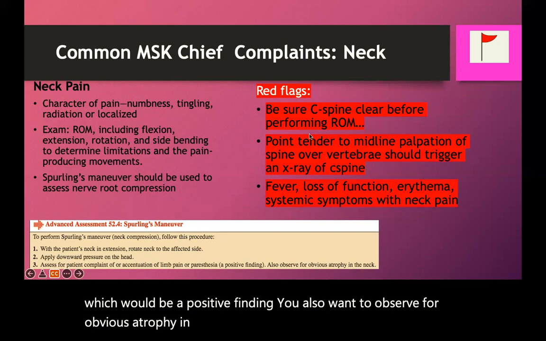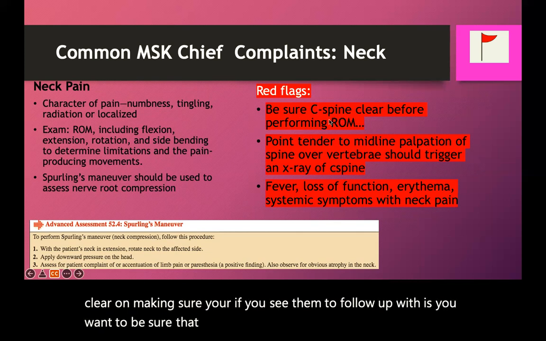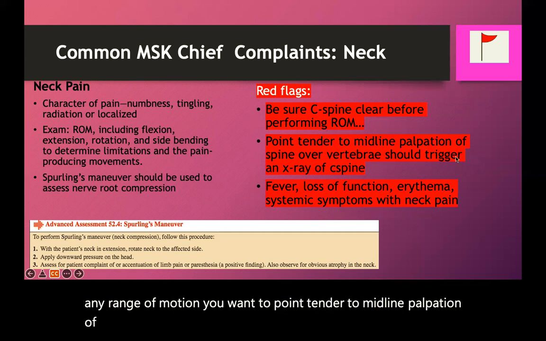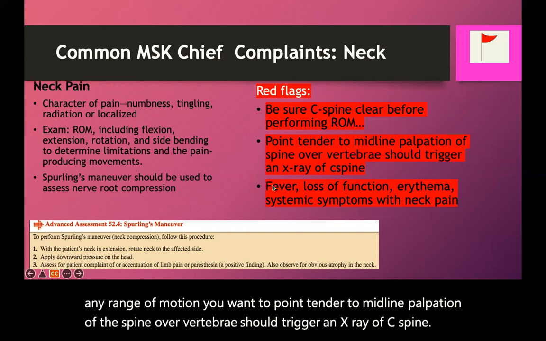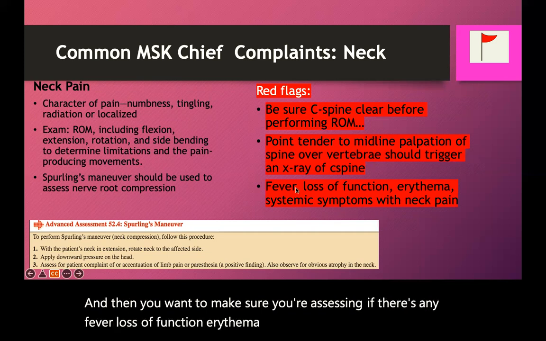The red flags you need to be very clear on, making sure if you see them to follow up, is you want to be sure that the C-spine is clear before performing any range of motion. Point tenderness to midline palpation of the spine over vertebrae should trigger an X-ray of C-spine. And then you want to make sure you're assessing if there's any fever, loss of function, erythema, systemic symptoms with the neck pain.